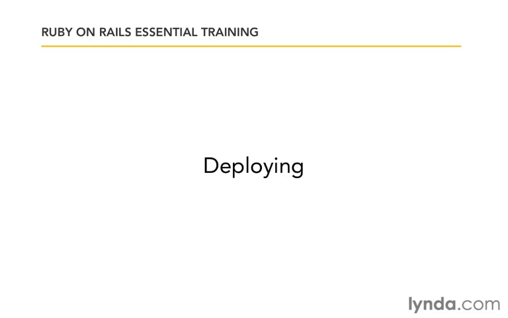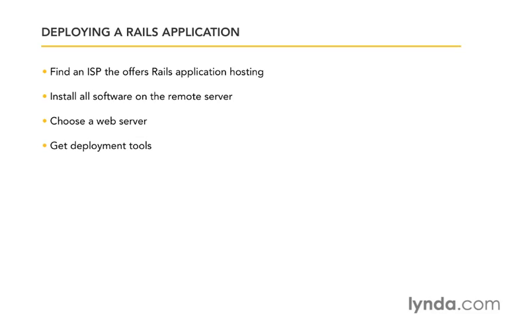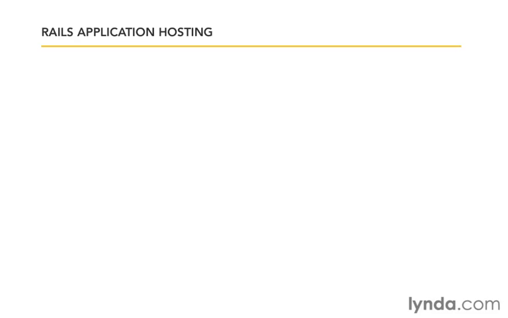Okay, so you finished developing your wonderful, amazing Rails application. It's time to forever change life as we know it by releasing it to the public. How do you do that? Well, I've broken it down into 4 steps. First, you find an ISP that offers Rails hosting. You set up an account with them and install all the software you'll need on their remote server. Then you pick a web server and you set that up. And finally, you gather a few tools to help you to deploy your code.